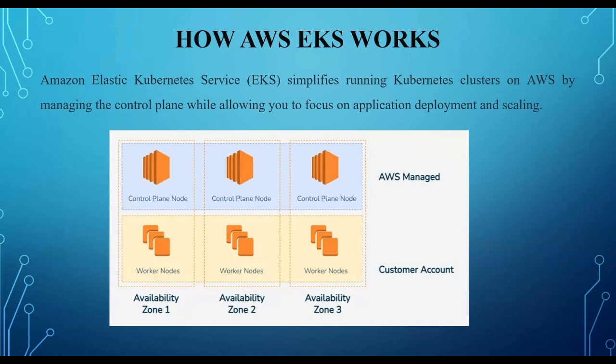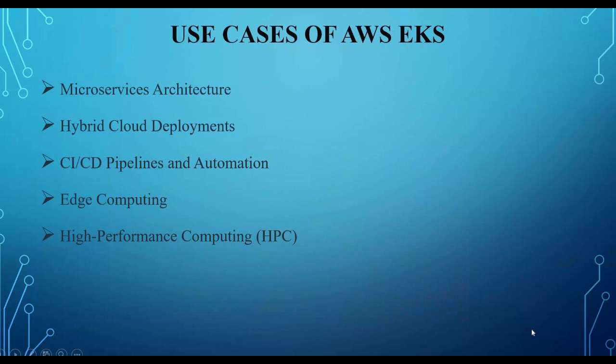The kubelet is responsible for managing pods and containers on the node. The kube proxy manages the network communication for pods, and the container runtime is the underlying software responsible for running the containers, such as Docker or containerd. So this is how it works. There are two parts, the control plane and the worker node. The control plane is managed by AWS and works automatically. The worker node is a self-managed node. So let's go to the next slide.